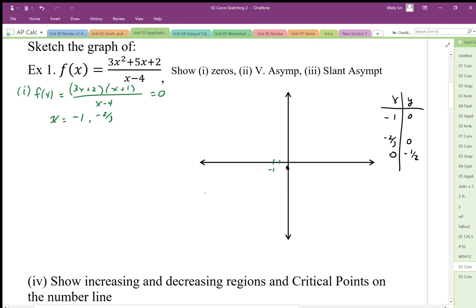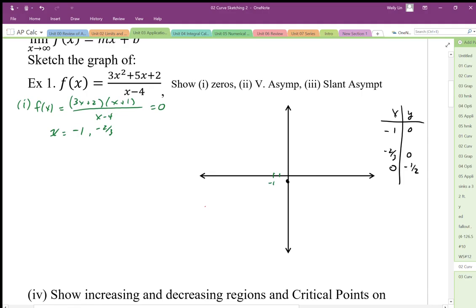Okay, so I want to now work on the vertical asymptote, slant asymptote. Well, my vertical asymptote is very straightforward. It's going to be where the denominator is 0, at x equals 4. Okay, maybe somewhere around there. Okay, and the slant asymptote, this is what we were just talking about. We're going to find this through long division. So we're going to divide the x minus 4 into the 3x squared plus 5x plus 2.